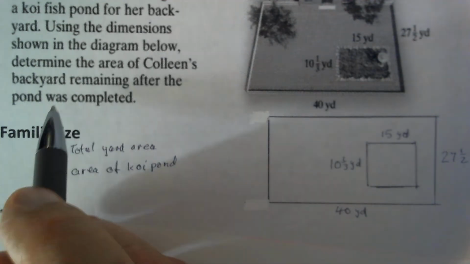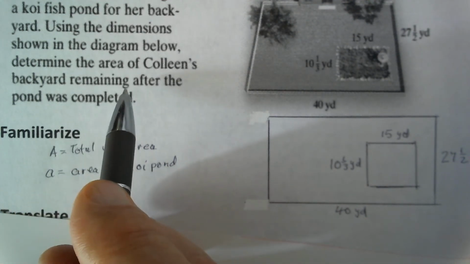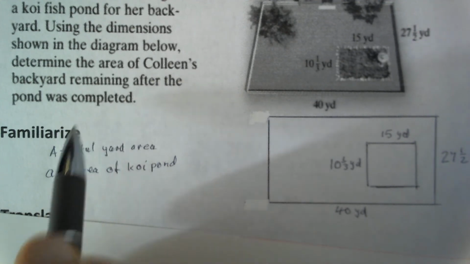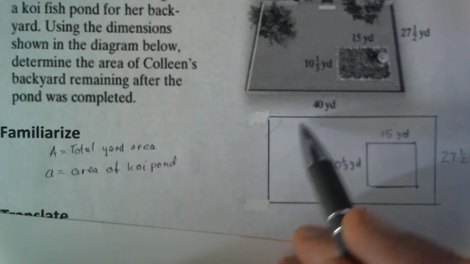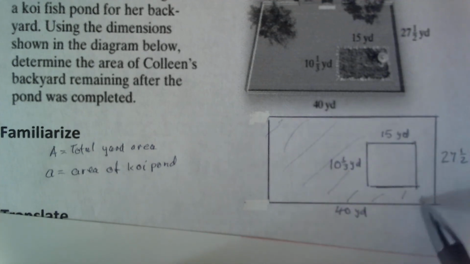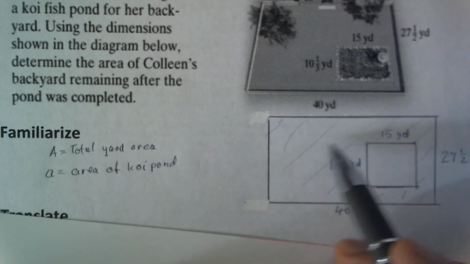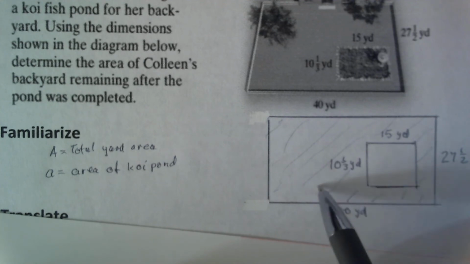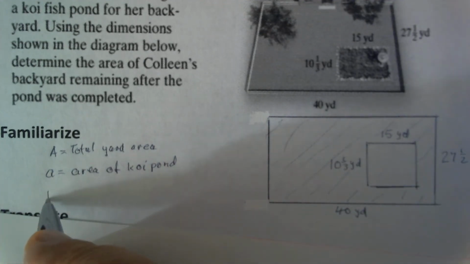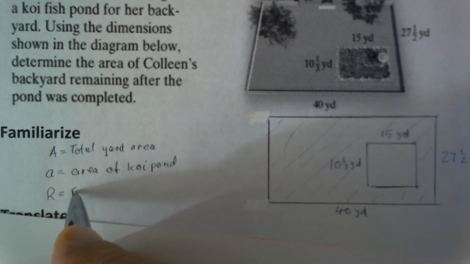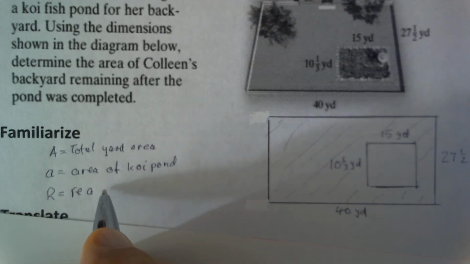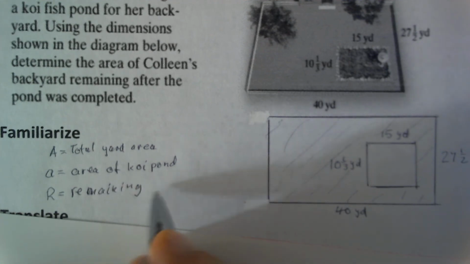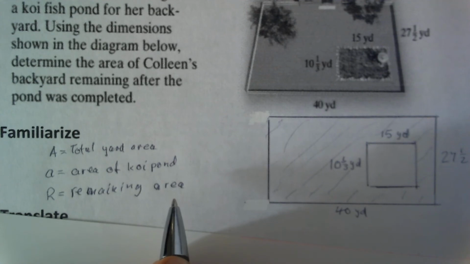And then the question: determine the area of Colleen's backyard remaining after the pond was completed. That would be the area I'm going to shade in here for you. So it would be the remaining area, right? It's a large area minus a small area. So let's say R is the remaining area, after the pond was completed.